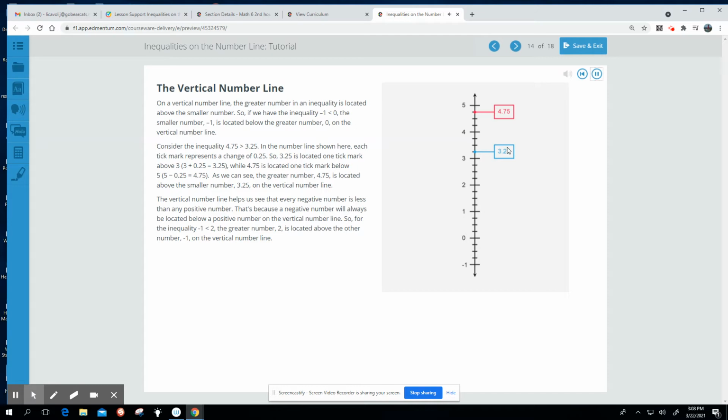The vertical number line helps us see that every negative number is less than any positive number. That's because a negative number will always be located below a positive number on the vertical number line. So, for the inequality -1 is less than 2, the greater number 2 is located above the other number, -1, on the vertical number line.